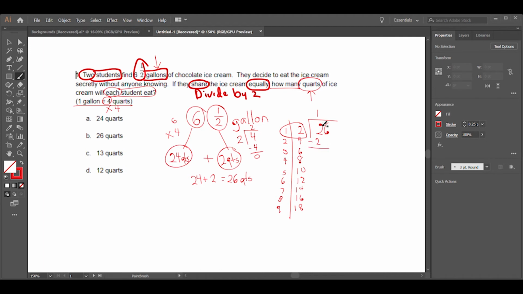I subtract. 2 minus 2 is 0. I bring down my 6. There we go. 2 will go into 6 3 times. My 3 goes to the top. And the 6 comes down here. I subtract, and that gives me a remainder of 0. So my answer is 13 quarts. Each student eats 13 quarts. There we go. And this is the answer.